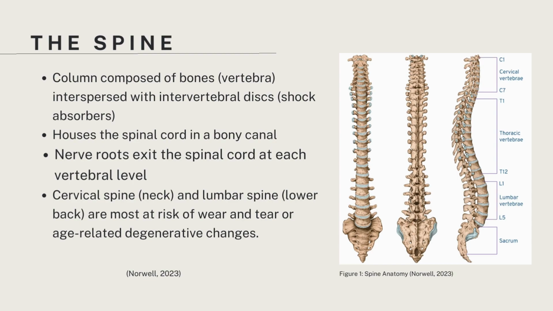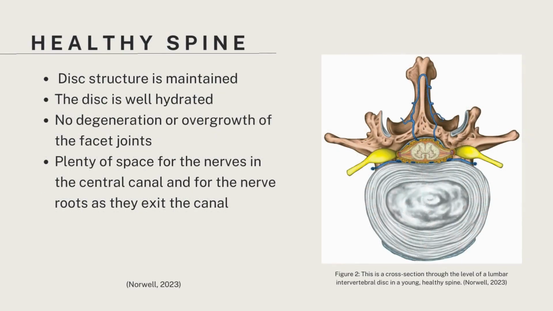In the picture on the right, you can see a healthy spine. You have a well-maintained disc structure. It's well hydrated. There's no degeneration or overgrowth of the facet joints. And there's plenty of space for the nerves and the spinal cord.